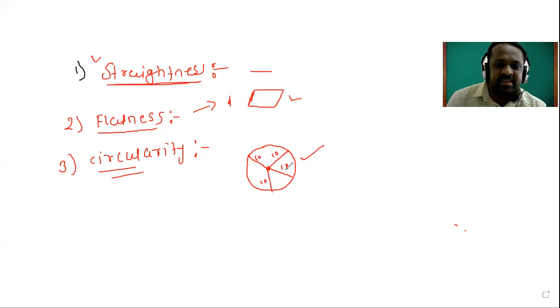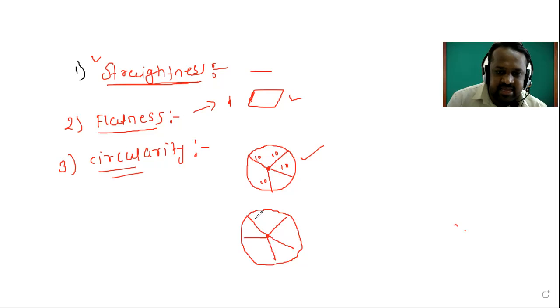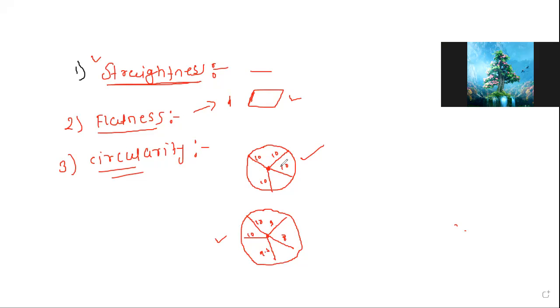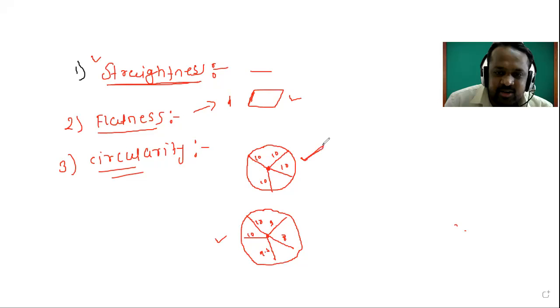Am I right? If suppose this circle we have produced like this, and I have checked its radius. In this direction it shows 10, sometimes it is 9, 8, 9.5, or 10. Again, it is circularity, but it is not an exact circularity.